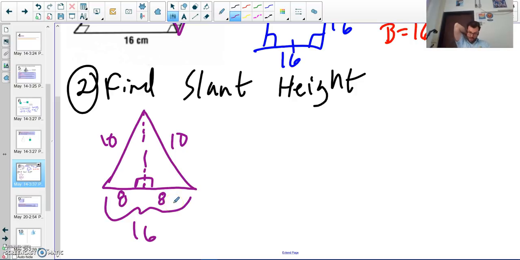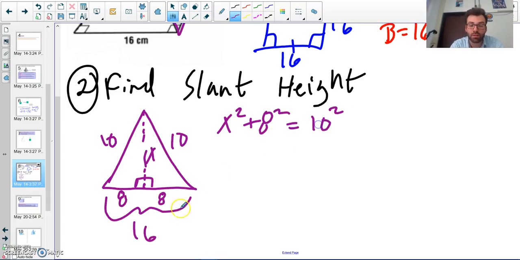We have this nice theorem. Remember the Pythagorean theorem? Where I can do 8 squared, or x squared, plus 8 squared and set it equal to 10 squared. Go ahead, try that, pause the video, and give that a shot.